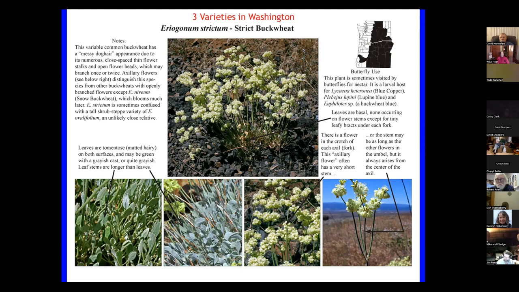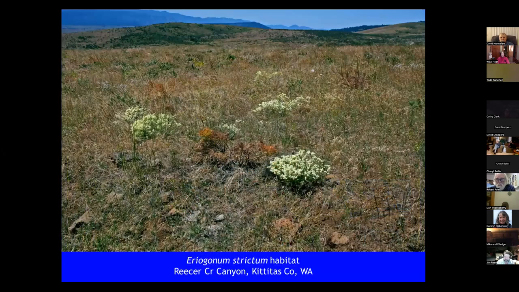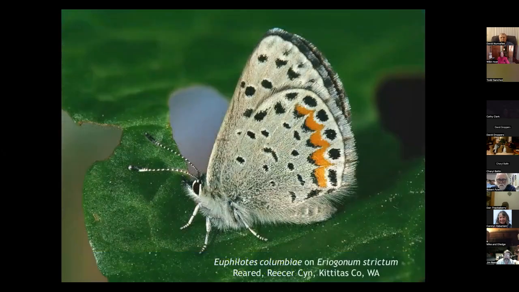There's 3 varieties of strictum in Washington. Here's strictum habitat. It can be pretty scruffy looking habitat. And here's a Euphilotes columbia that I found the larva on a strictum and reared it to this individual. So they look like they're clearly Columbia.